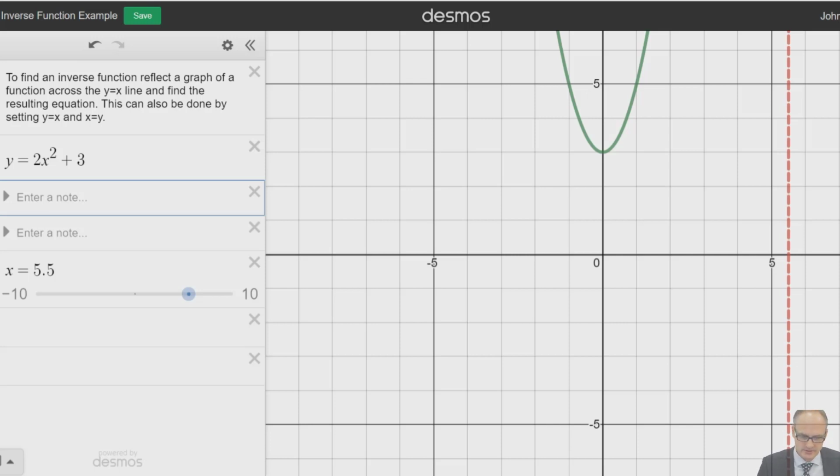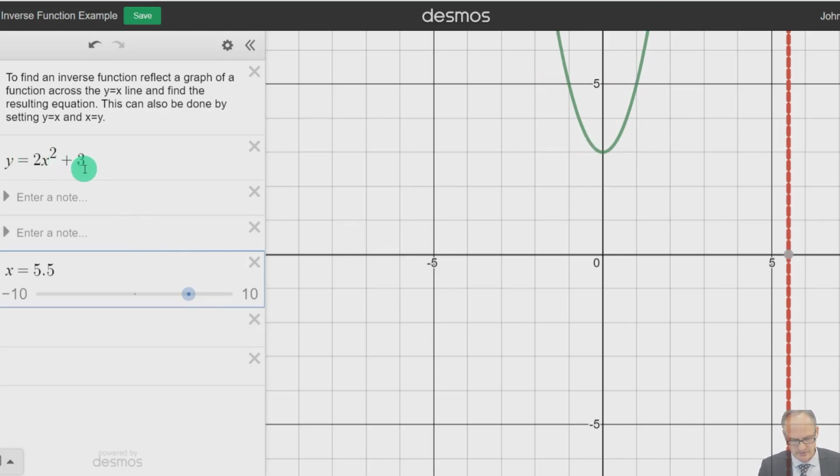Right, today we're going to look at inverse functions and how we can graph them. For this course, we don't really need to be able to work out algebraically how to do inverse functions, but we do need to be able to work out how to draw an inverse function from the graph of the original function.